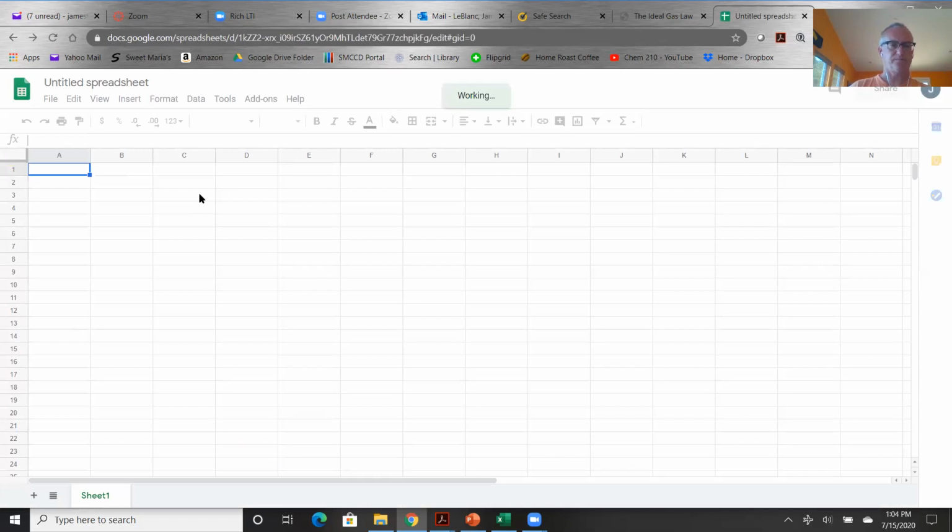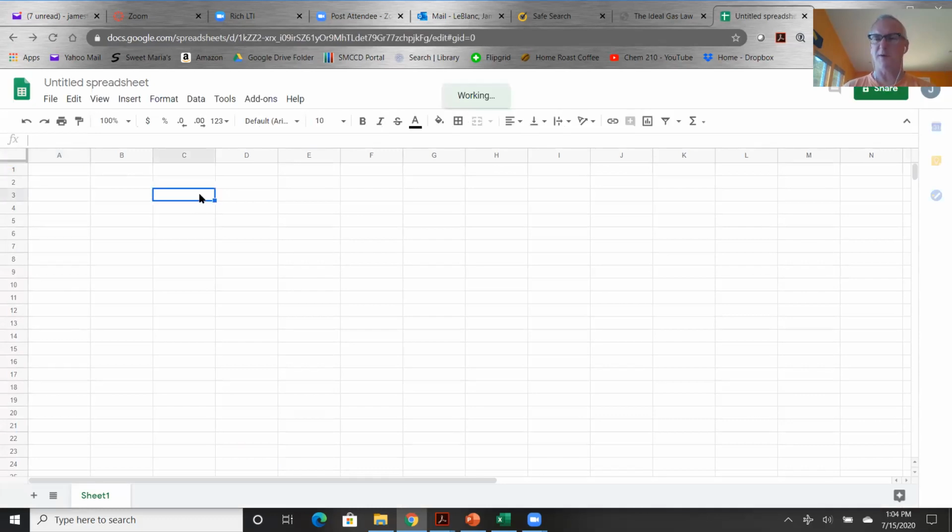Okay, here we go. Yeah, it wants me to put a lock screen on my phone so I can use Google Sheets. I don't know what the hell that has to do with anything.